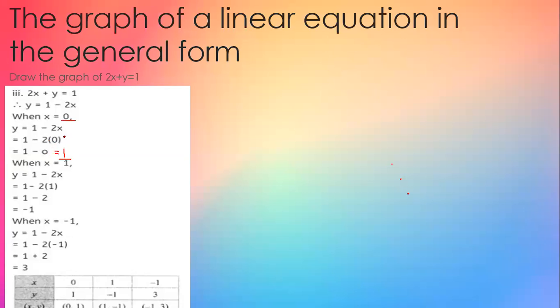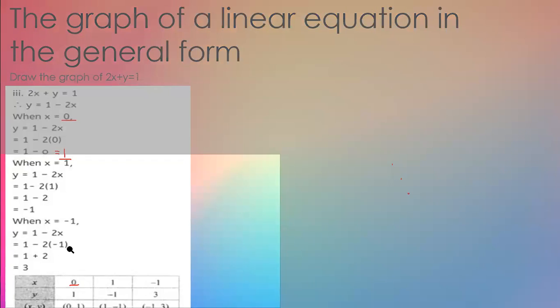So these two values we are going to write in a tabular form. Over here you can see. Okay. So here I have written 0, means when the x is 0, x coordinate is 0, the y coordinate will be 1. Right?